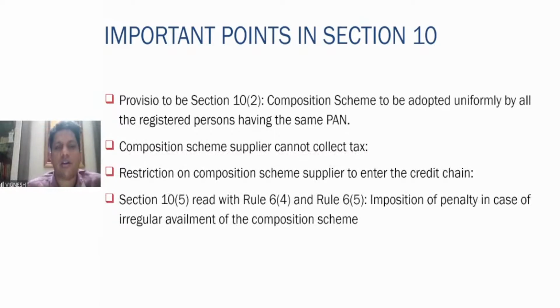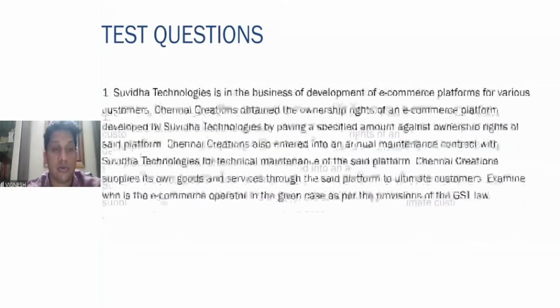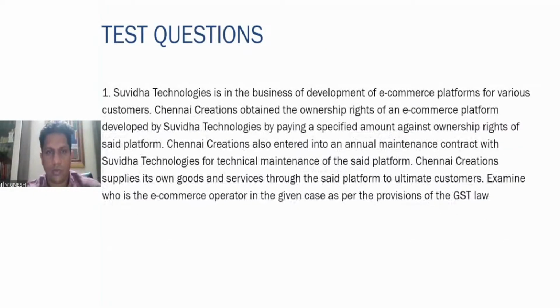Composition scheme person cannot collect the tax. Restriction to enter the credit chain. No input tax credit, so he cannot enter the credit chain. Section 10 subsection 5 read with rule 6.4 and 6.5 imposition. If you have not availed it properly, there is an imposition of penalty also. Fine. So with this, we come to the end of the composition scheme. Let us go through some questions.